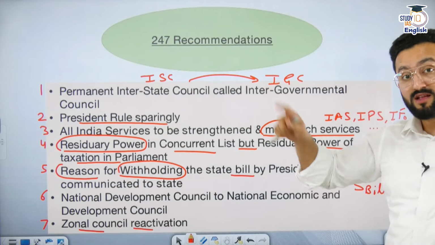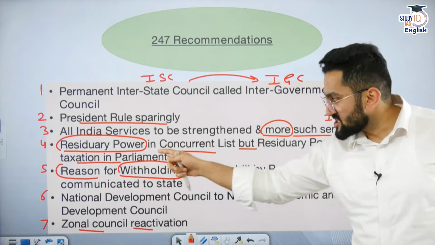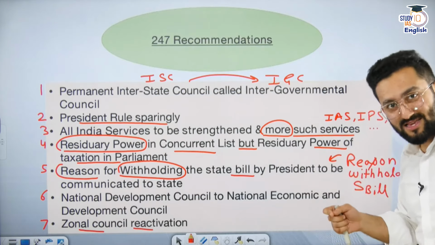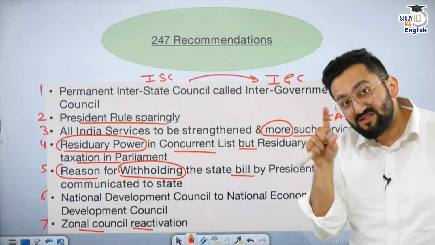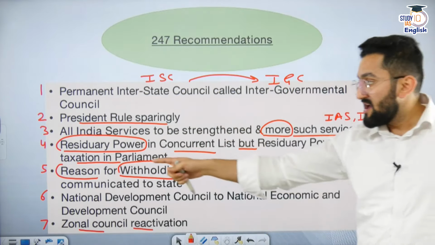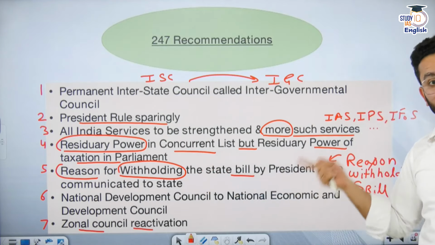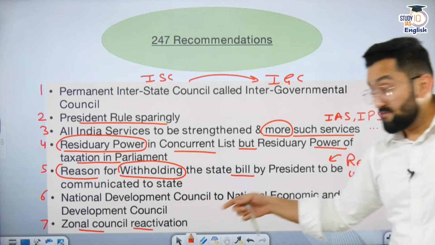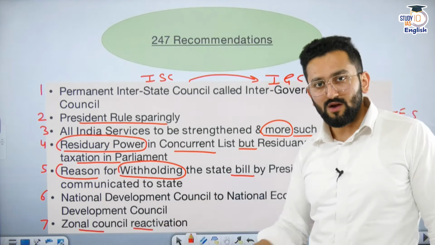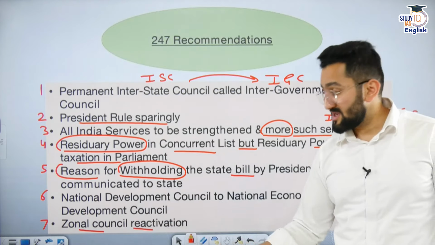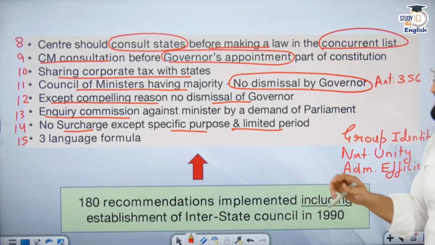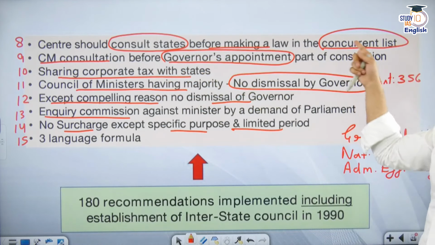Residuary power: they were saying residuary power should be given to the state. They said no. Residuary power should be concurrent, means in such matters both can make law, but when it comes to the power to tax on something not mentioned in any of the three lists, meaning residuary power with respect to tax, that should be with Parliament only. That is what Sarkaria was saying. Reason for withholding: if you withhold a bill of a state, then give the reason to that state. The NDC, National Development Council, should be turned into a National Economic and Development Council. The work sphere of this council should be more specific and elaborate. Zonal councils should be reactivated so that disputes between states can be resolved at this level. The center should consult states before making law on the concurrent list.